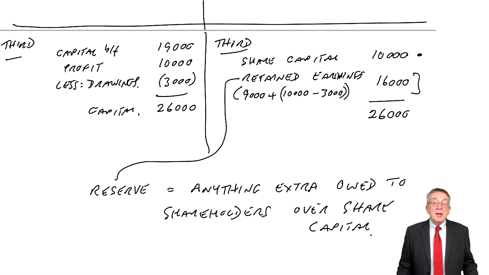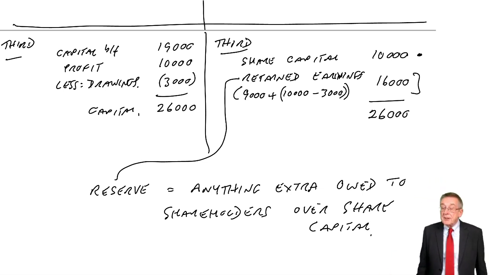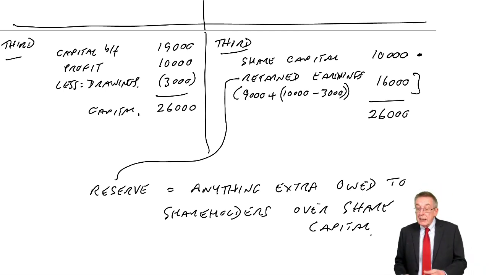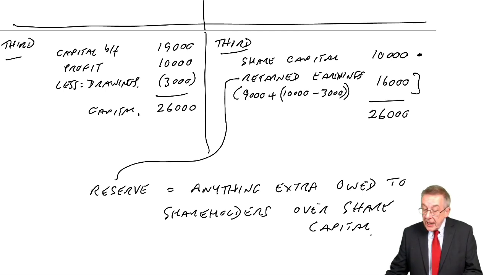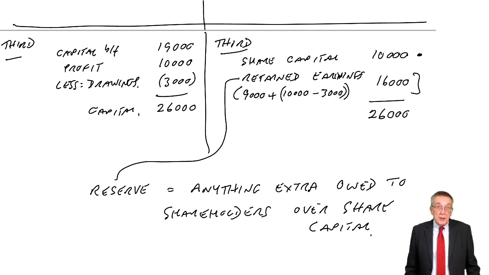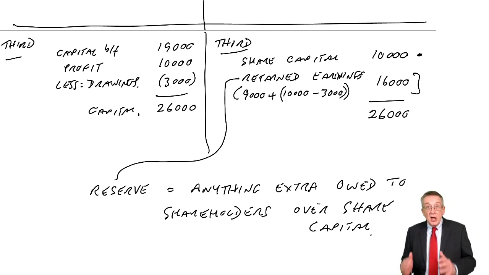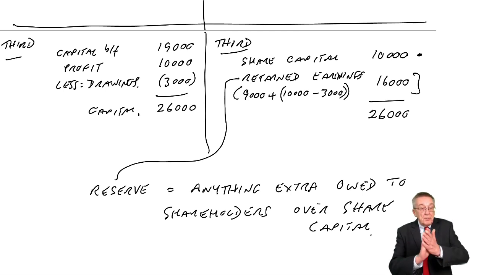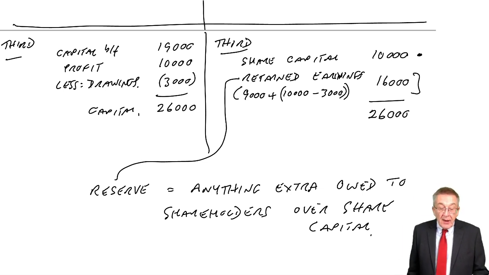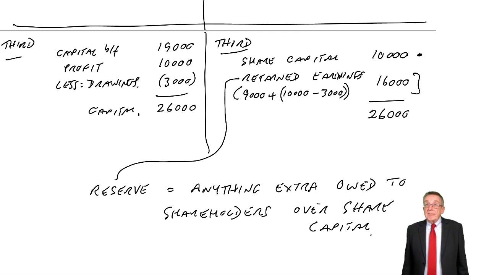Now, as you'll see as we work through the chapter and in the following lectures, you will see two other reasons why shareholders may be owed more than the share capital of 10,000. But the most obvious reason, which will always be there, is retained earnings. All the profit they've ever made, less all the dividends that they've ever paid. Okay, I'll leave that there. In the next lecture, I'll have a chat about dividends, a bit more detail.